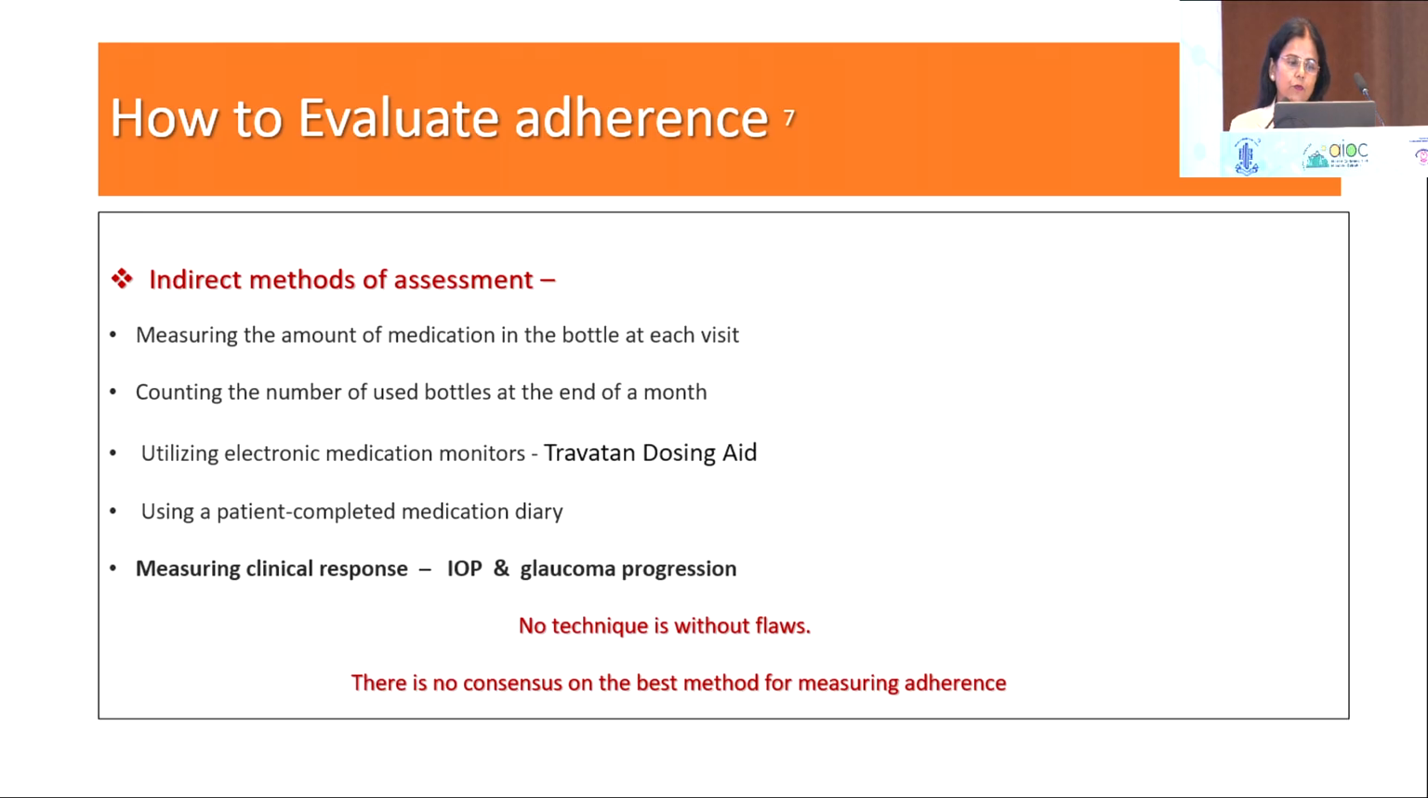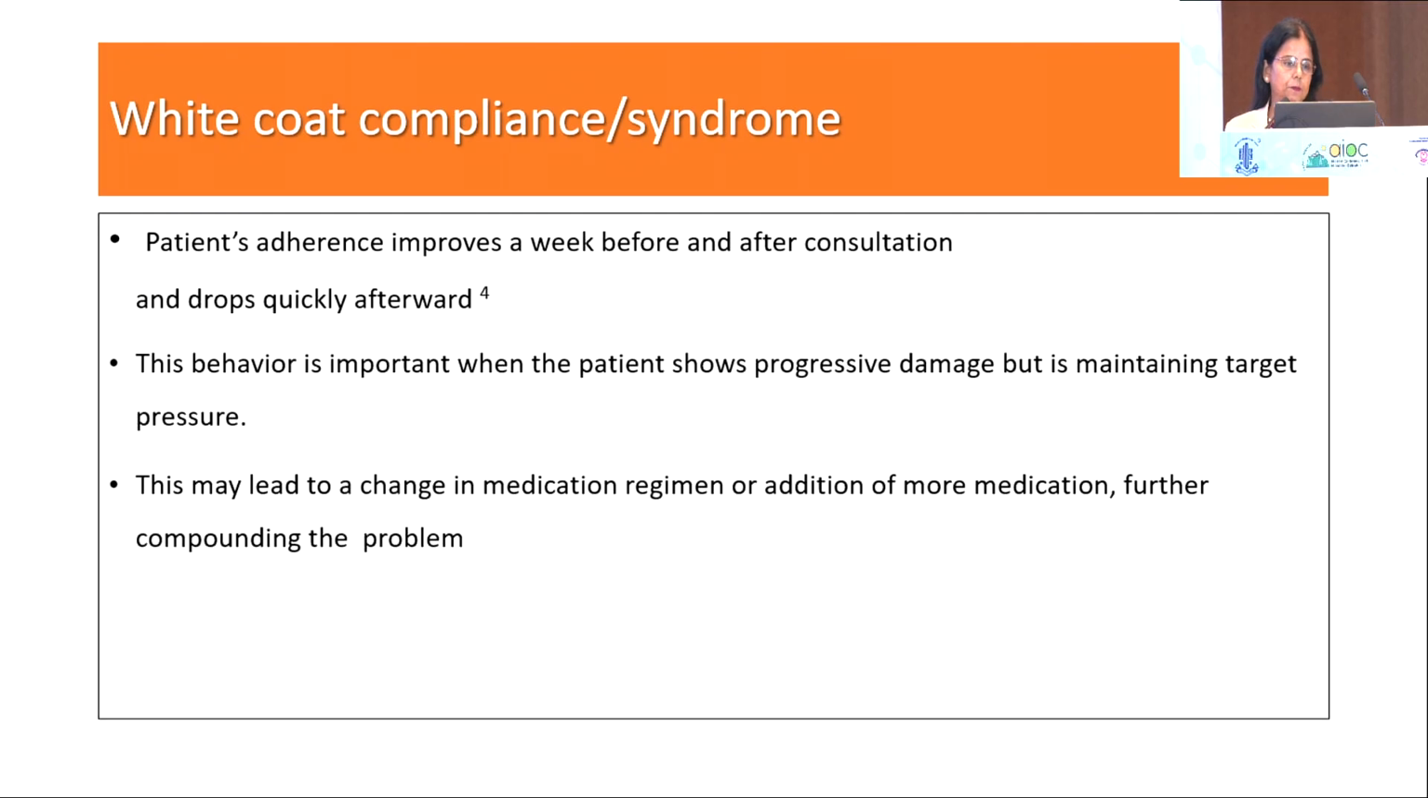How we can find adherence is that we measure IOP and see whether the IOP is controlled in the target pressure range we have set, and whether the glaucoma is progressing or is stabilized. That is how we can assess the adherence to glaucoma medication. But there is no consensus on which is the best method for measuring adherence to medication.